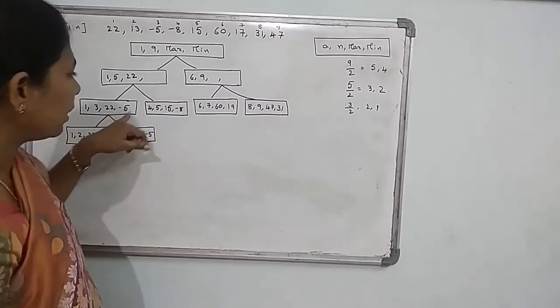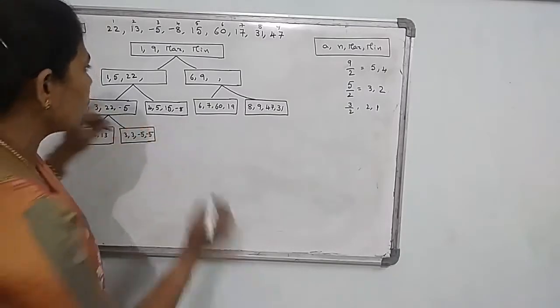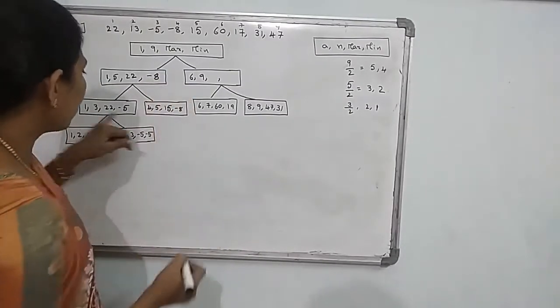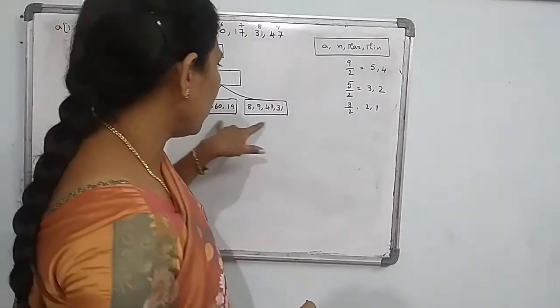Now compare the minus 5 and minus 8. So within that one the minus 8 comes under the minimum element. So in that we can find out the maximum and minimum in these two sub-arrays. So now come to this point.